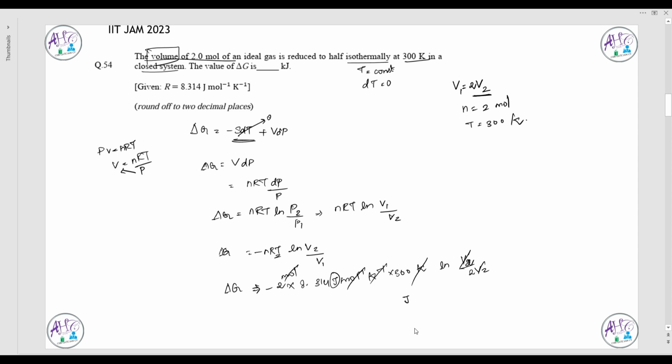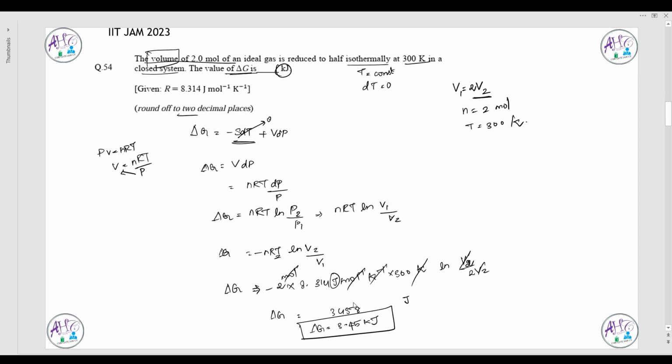So del G will be equal to 3458 joules. In your question, they want the del G value in kilojoules. So del G is equal to 3.4, and rounding off to 2 decimals, 3.45 kilojoules. Okay, this is the correct answer.